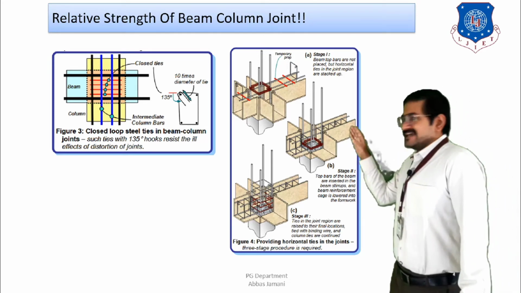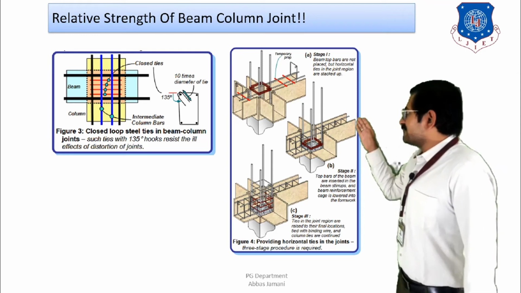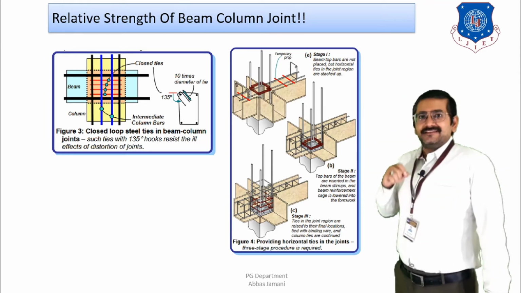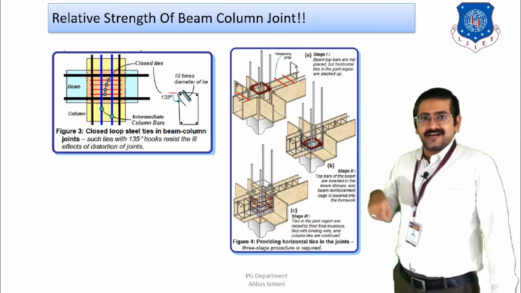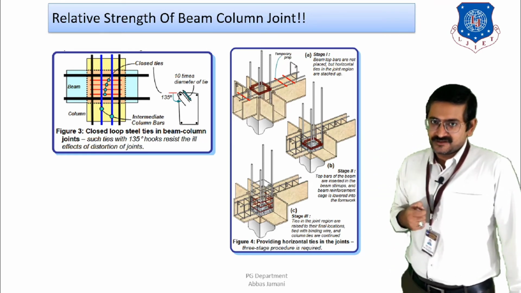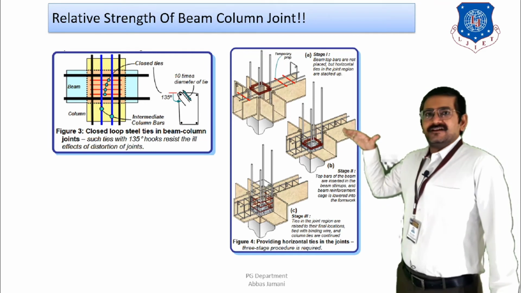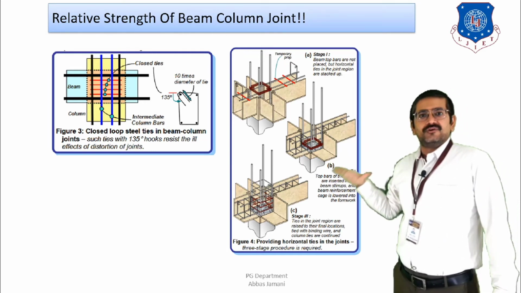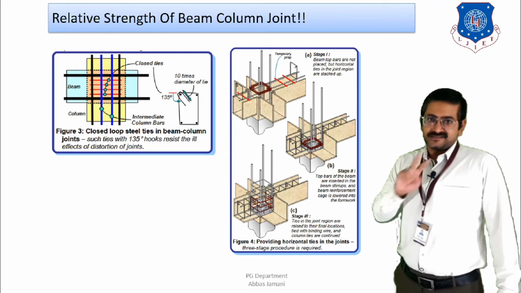In the second stage, as you can see, the top bars of the beam should be placed, and these top bars and the bottom bars should be connected with each other by means of vertical stirrups that we provide in case of beams. Once this is done, then the reinforcing cage should be lowered in the formwork. That is the second stage.